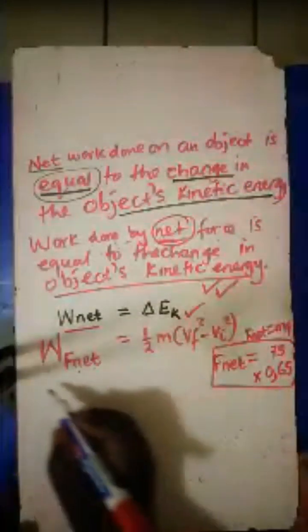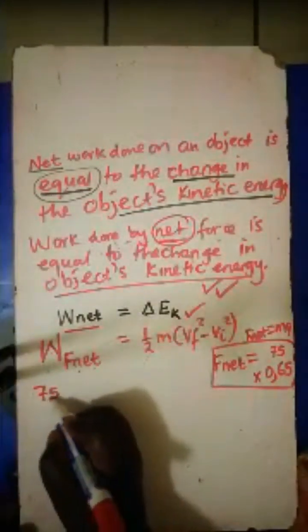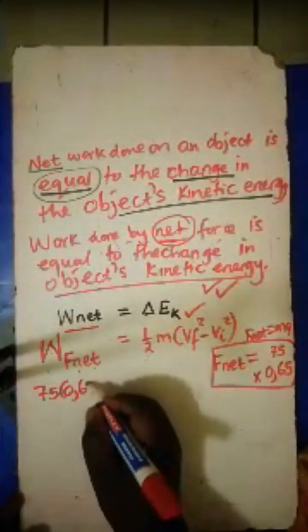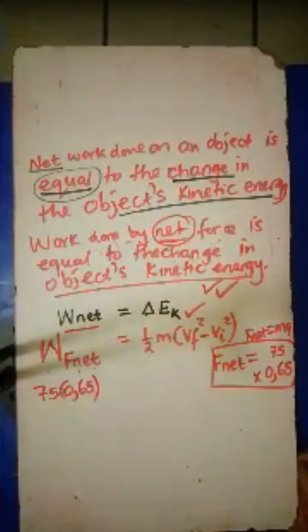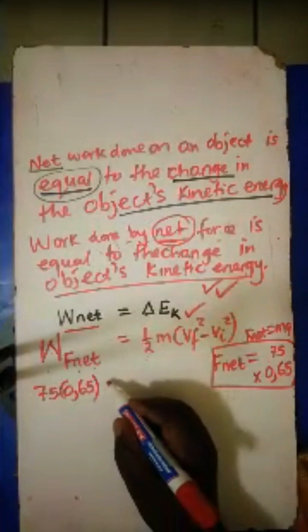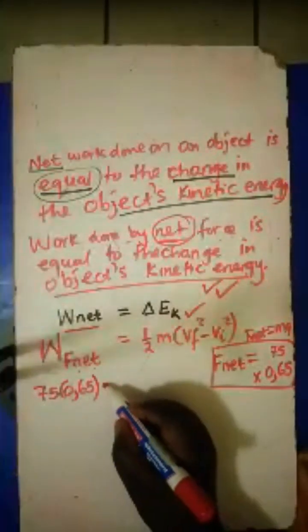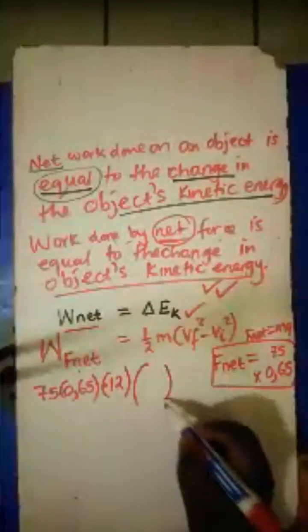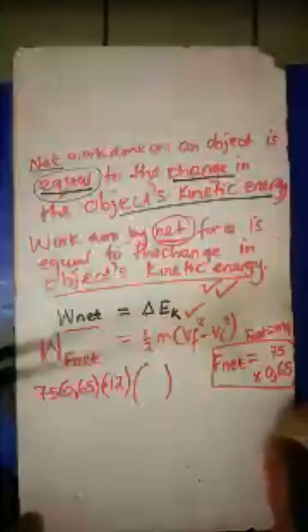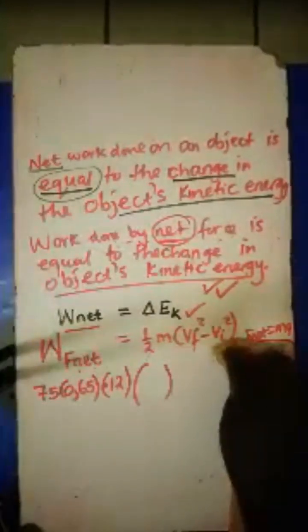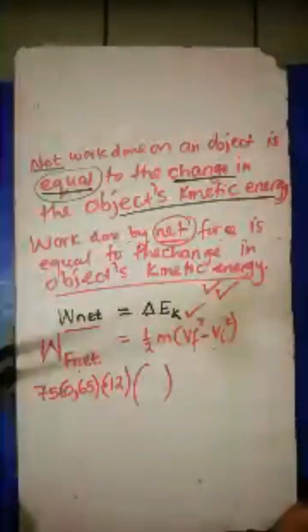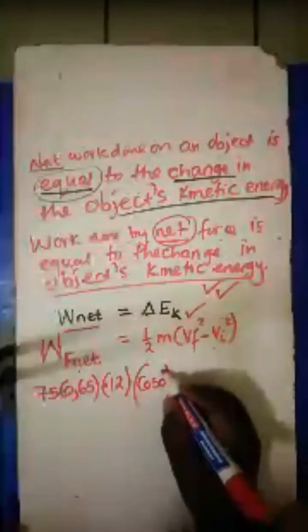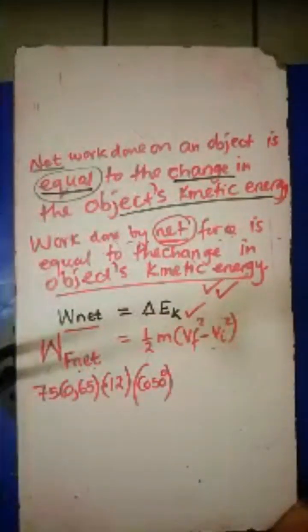So our mass, 75. Our acceleration, 0.65. Multiply by delta x, we are doing work. Multiply by delta x, which is what? 12. Cos what, colleagues? Cos what? For net force, cos what? For net force, always cos 0, very correct. Net force, all the forces acting at a point, the angle will be 0 degrees.